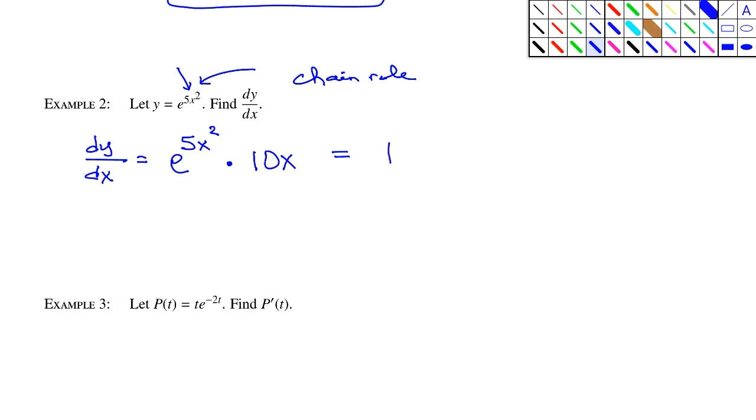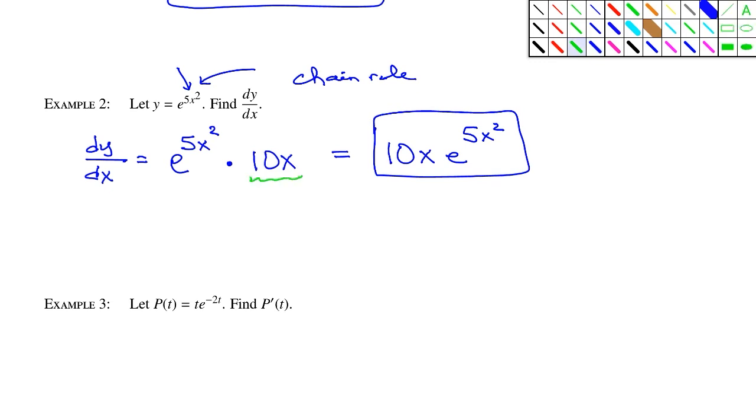And we just move that to the front. So we get 10x e to the 5x squared. So notice that the exponent stays the same, and then you multiply by the derivative of the exponent, right? So you get that extra multiplier from the chain rule.